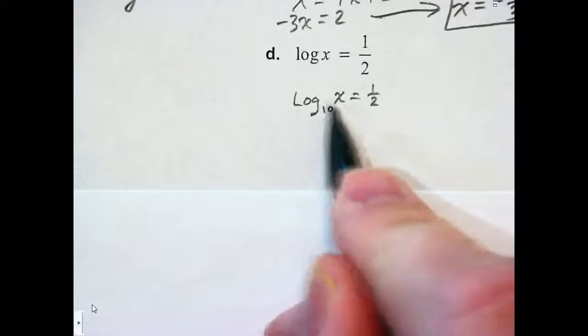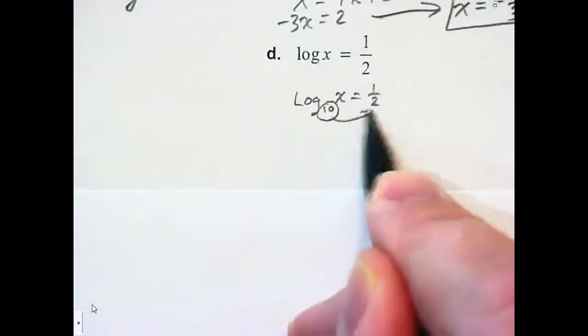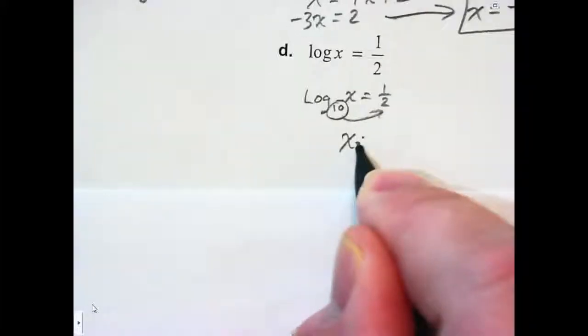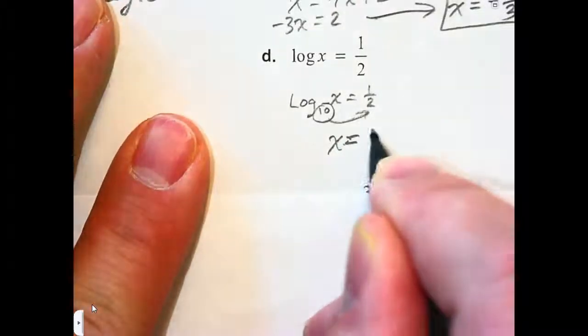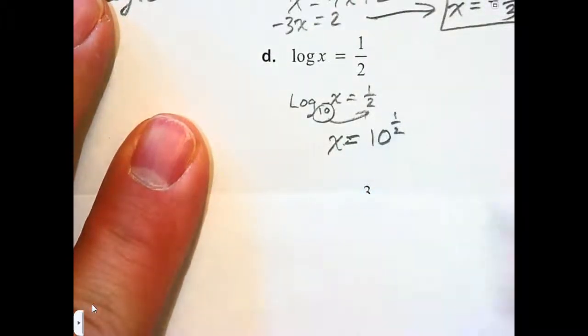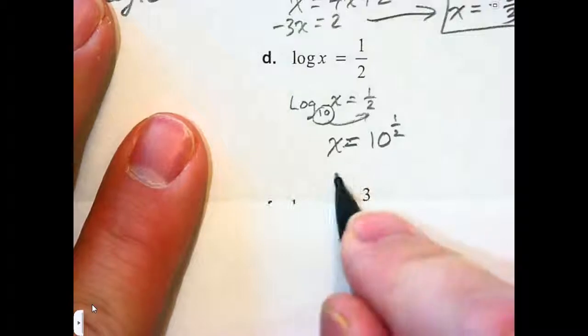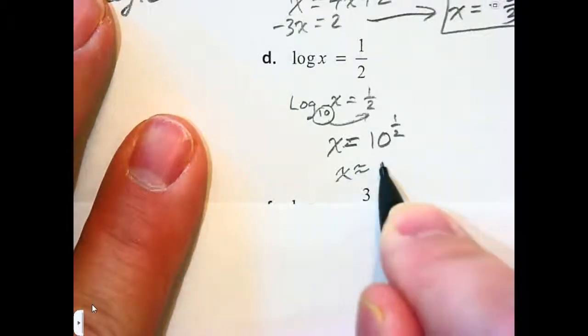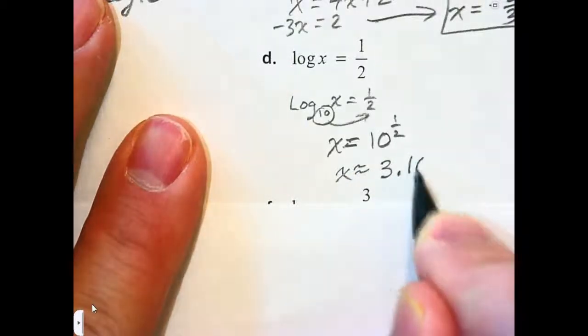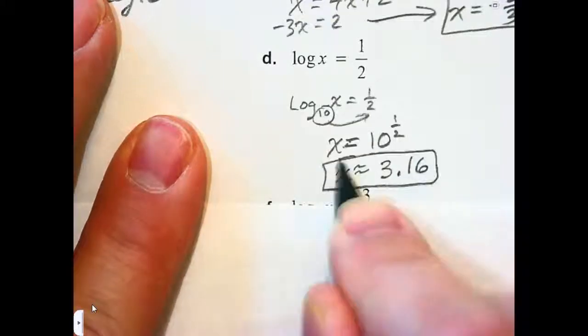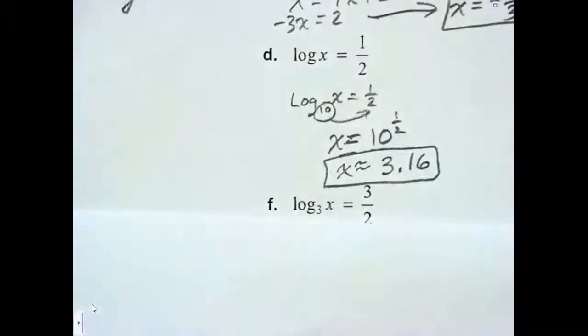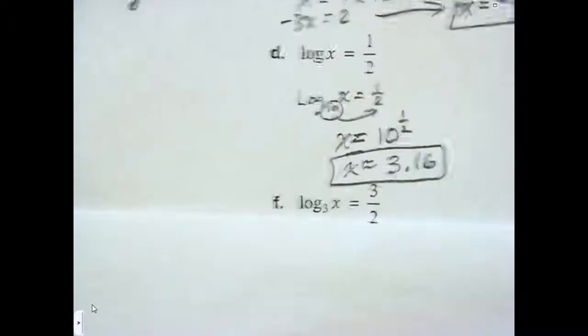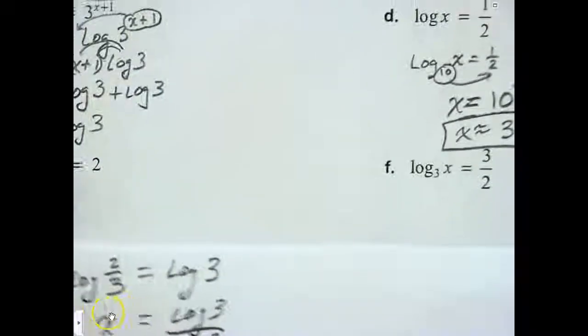Since that's log base 10 of 1/2, we move it over. We end up with x equals 10 to the 1/2, which is the square root of 10 if you want to think of it that way. Anyway, x is approximately 3.162. I did that all on my own.